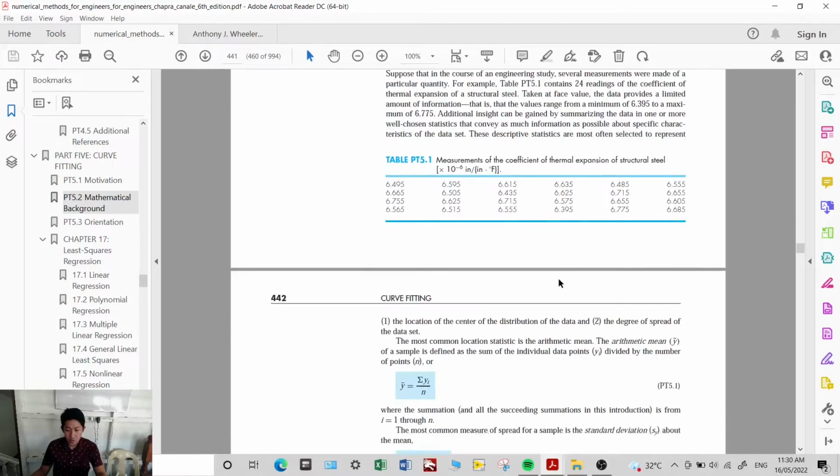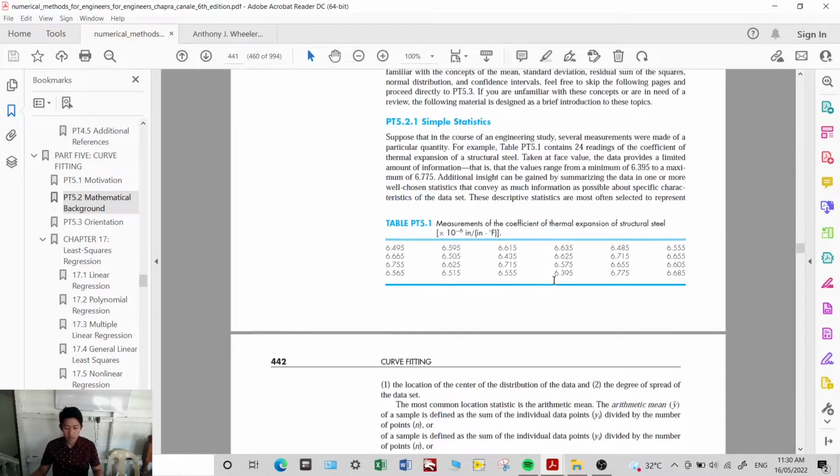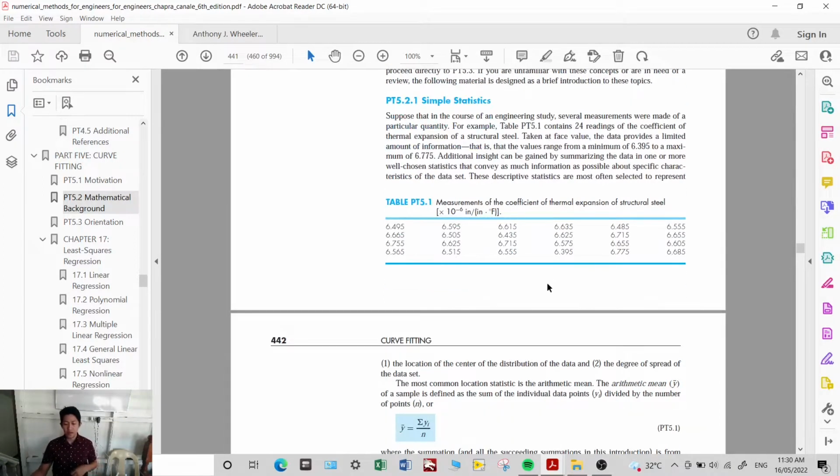First of these is the arithmetic mean. As a sample, you have 24 data points. This is a reading from determining the coefficient of thermal expansion for a structural steel. So the first statistical tool that we'll be using is the arithmetic mean.